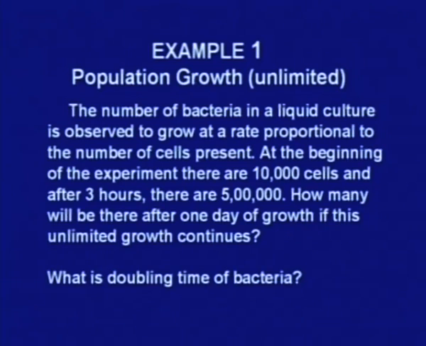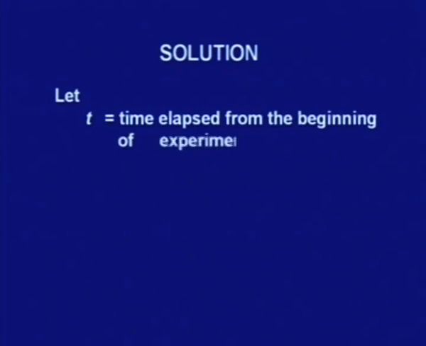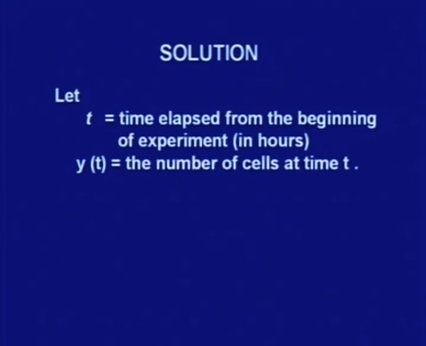First, we will assume that the time elapsed from the start of the experiment is denoted by t, and we will count the time in hours. The second thing we assume is the unknown function y, the number of cells at time t. Why are we calling it a function? Because it is changing with time t.